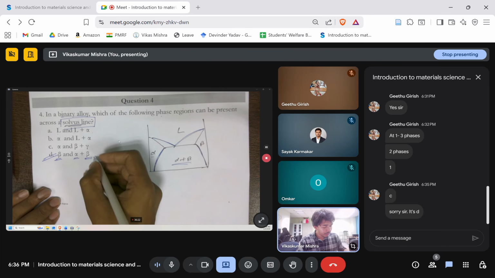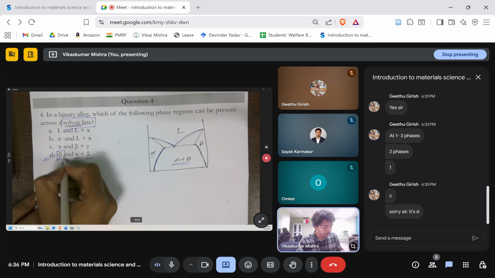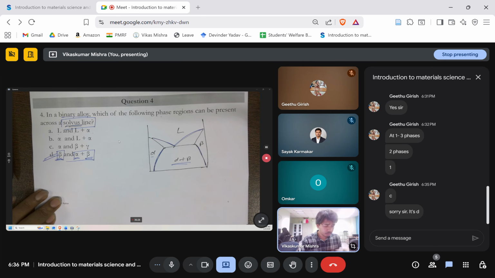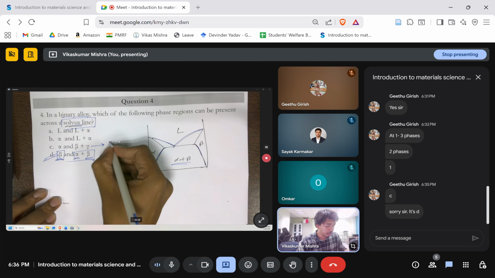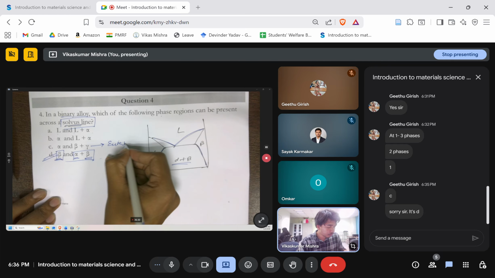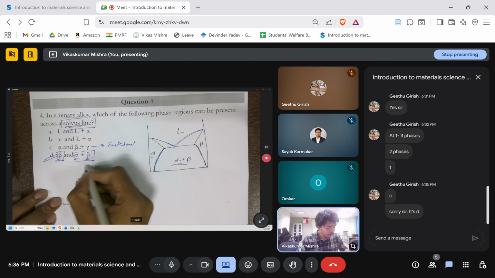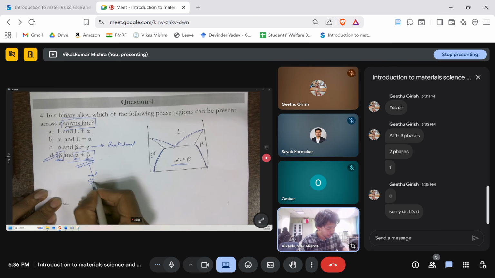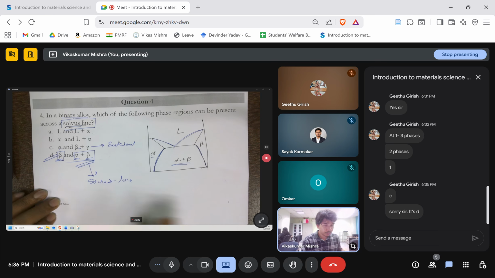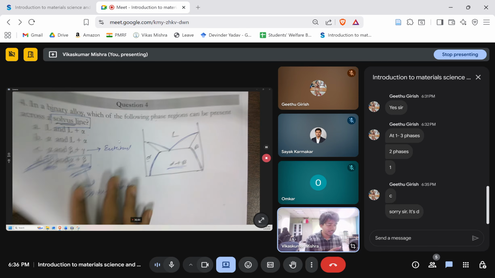So with that, we can say that one solid will be there. It will transform to two other solids. This is nothing but eutectoid. Alpha is transforming to the beta and gamma. This is our solvus line. Great. Any doubt? Let me know. If not, let's move to the next part, question number 5.